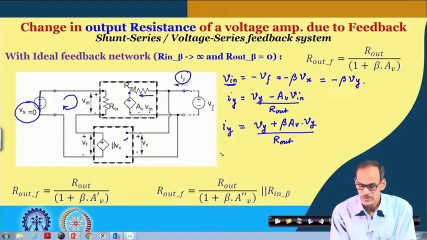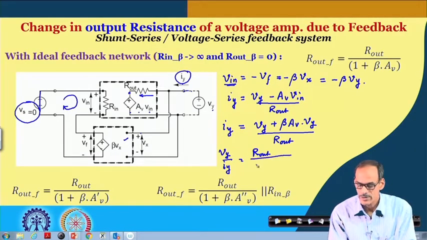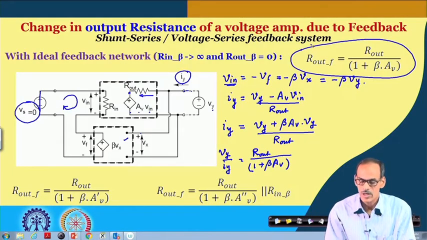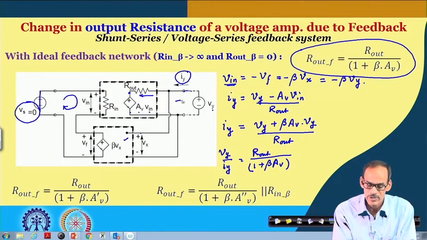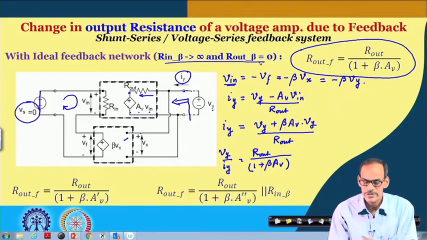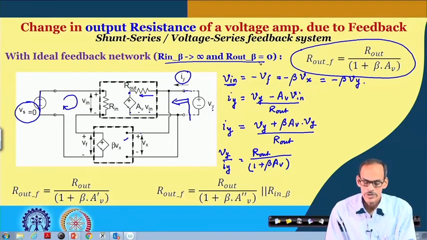From that we can say V_y divided by I_y equals R_out divided by 1 plus beta into A_V. This is the expression of the output resistance of the feedback system due to the feedback connection. And this is the ideal condition. Let us now consider non-ideal situations.